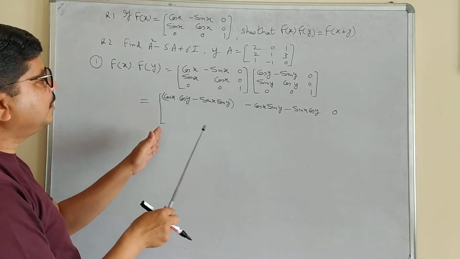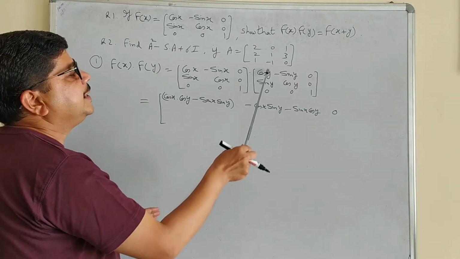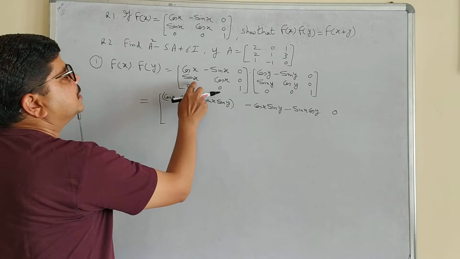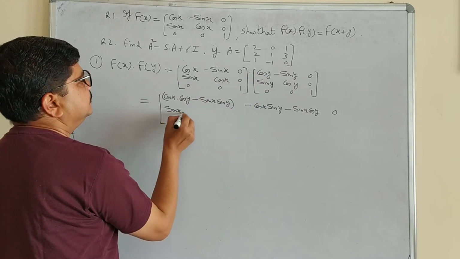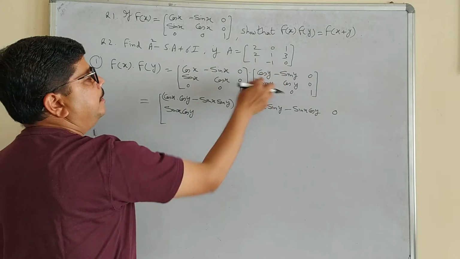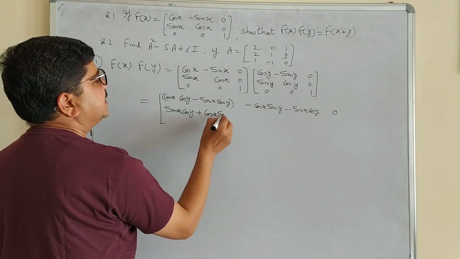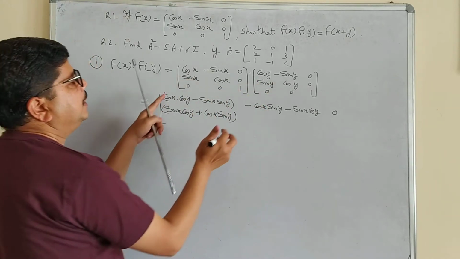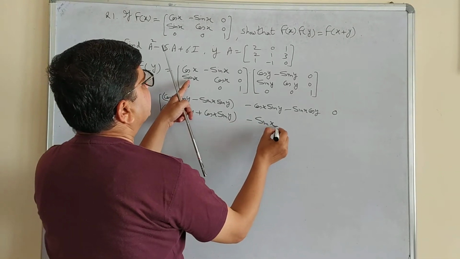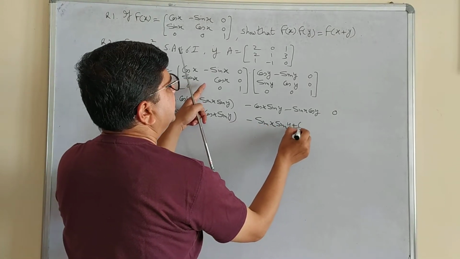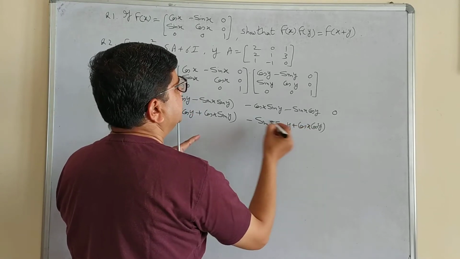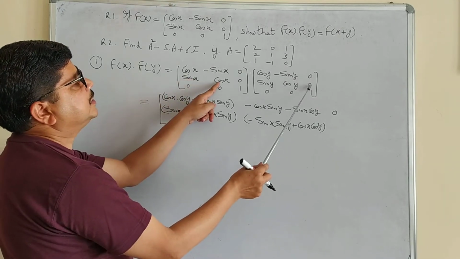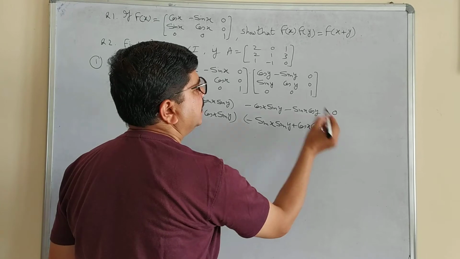Now coming on to the second row. Second row multiply first column. Second row, second column. Second row, third column, like this. So sin x cos y plus cos x sin y plus 0. Need not to write 0. Then second row, second column, minus sin x sin y plus cos x cos y plus 0. Then second row, third column, again 0. Cos x multiplied 0, 0 multiplied 1, 0.